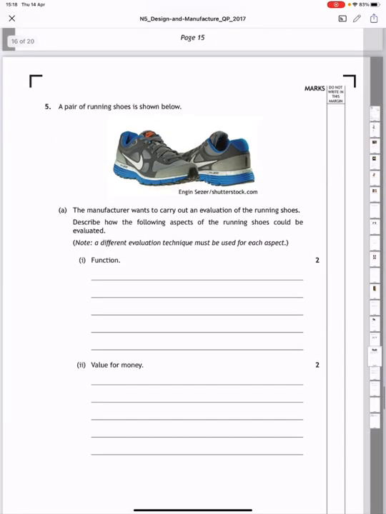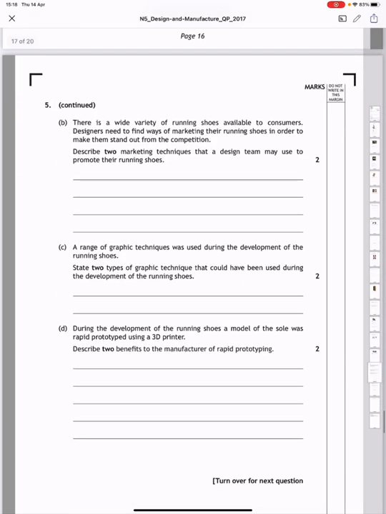Right, question 5. A pair of running shoes is shown below. You've got a picture of the running shoes, and then question 5c states, a range of graphic techniques was used during the development of the running shoes. State two types of graphic techniques that could have been used during the development of the running shoes. Now this is an easy 2 marks, this type of question. Basically all you have to do is state 2 examples of different types of graphics that are likely to have been used, that could have been used in the design process.